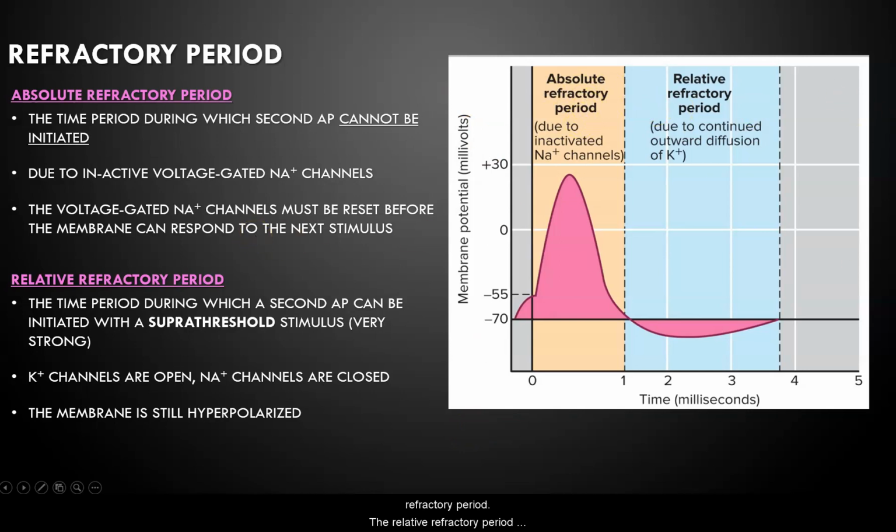The relative refractory period is the time period during which a second action potential can be initiated with a very strong stimulus, a supra-threshold stimulus, just a very strong one. In this case, the potassium channels are open and the sodium channels are closed, and the membrane is still hyperpolarized, but if you get a very, very strong stimulus, a secondary action potential can be initiated.